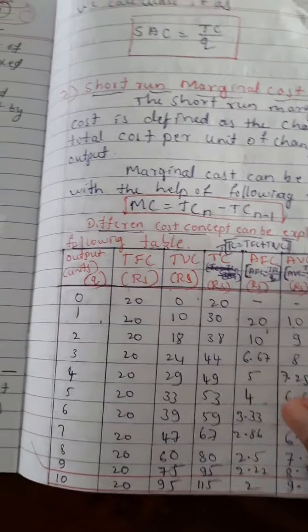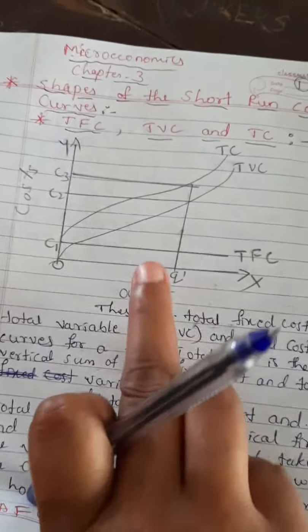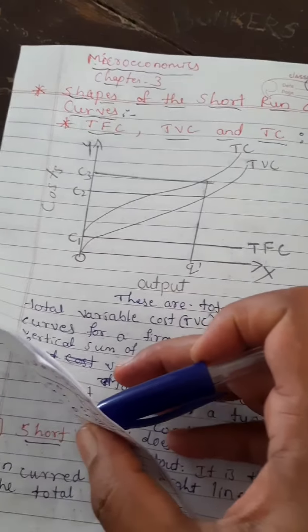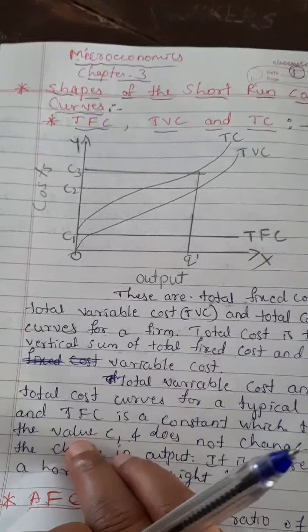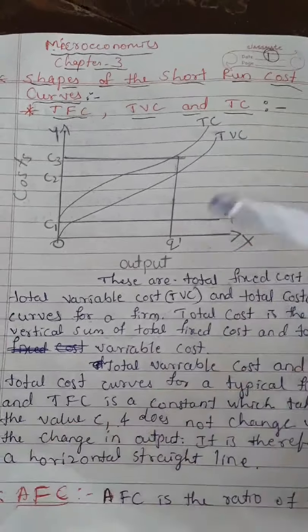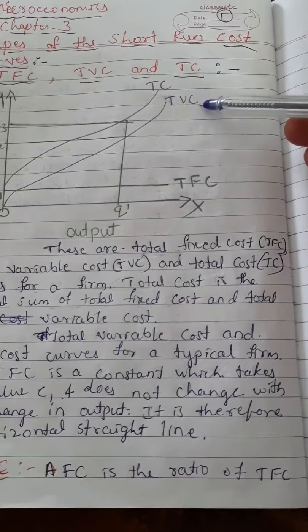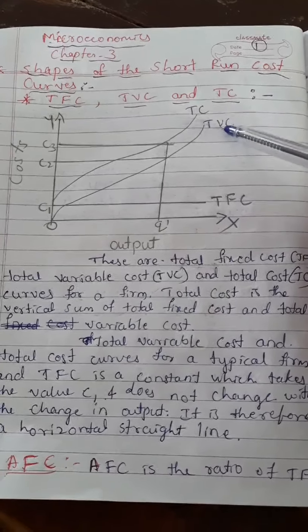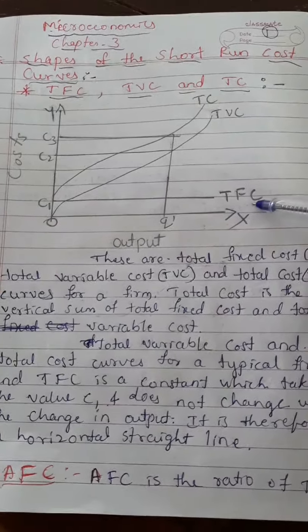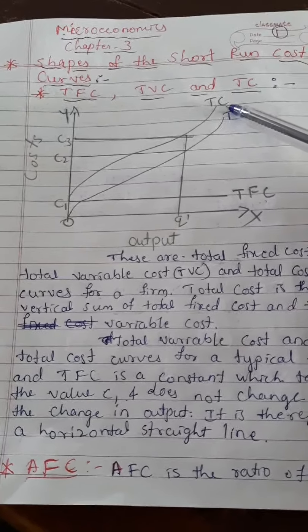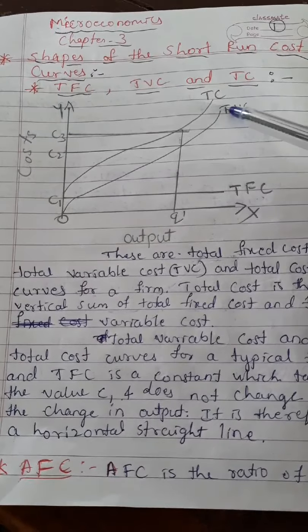According to this table, the diagrams are framed here, and they are taken from the data of the previous topic's table. Today we are discussing the shapes of the short run cost curves. Their main concepts are TC, TVC and TFC. Here TC means total cost, TVC means total variable cost and TFC means total fixed cost. TFC plus TVC is equal to TC.